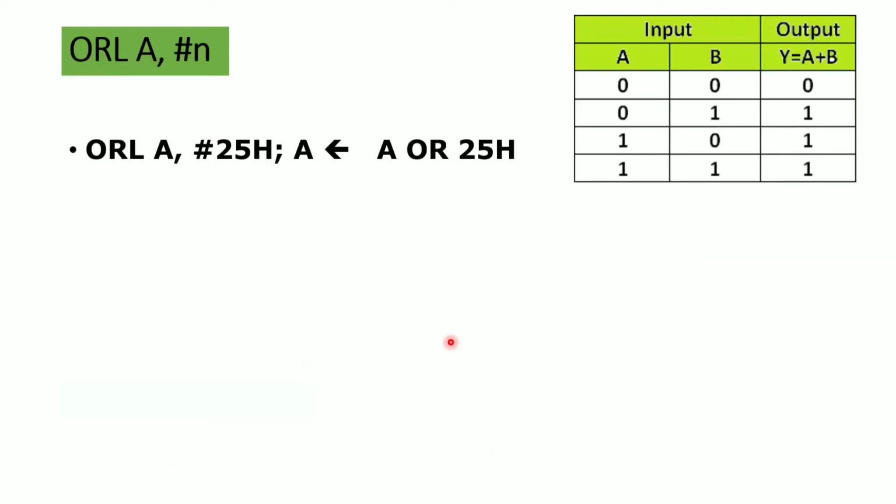Next, coming to your good old OR operation. Just like your AND, we also have the OR operation, or OR gate. Now, ORL, so that is ANL, and this is your ORL. So ORL A comma #n means I am performing the OR operation between the A register and 25H, and storing the result in your A register. I'm sure you know the AND operation and OR operation rules. You perform the OR operation between these two numbers and store the result inside your A register.